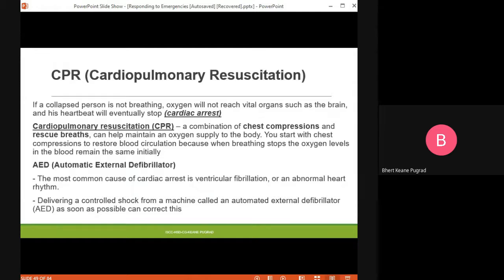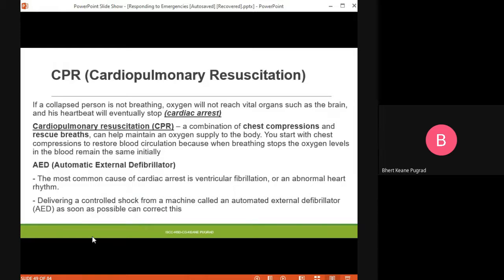So in this case of emergency, or if you are doing CPR, you need also your AED or your automatic external defibrillator. So this is a common cause. Okay, take note that your AED tries to treat the most common cause of cardiac arrest, which is your ventricular fibrillation. Ano ba ang ventricular fibrillation? No? In a simplified explanation, ito yung maling pagpitik ng puso. Okay, so this is your abnormal heart rhythm or heartbeat.